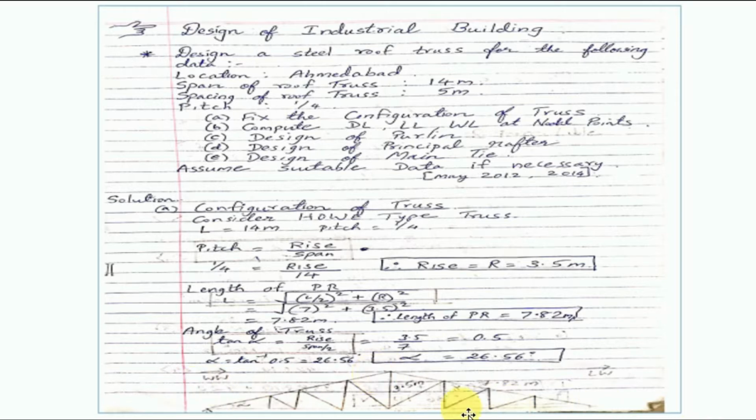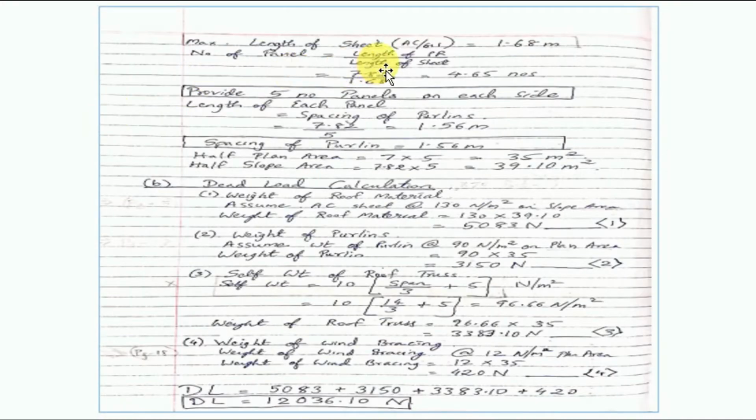Here is one truss shown, which would be at a spacing of 5 meters. There will be a front side truss and a back side also. There will be trusses whose distance will be 5 meter each and whose length will be 14 meter, and rise will be 3.5 meter and angle will be 26.56 degree.